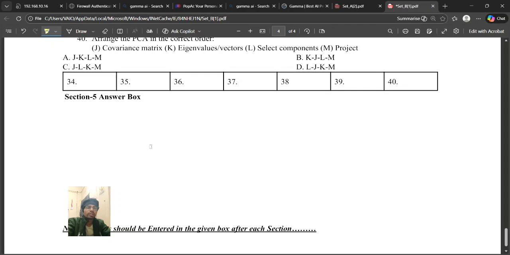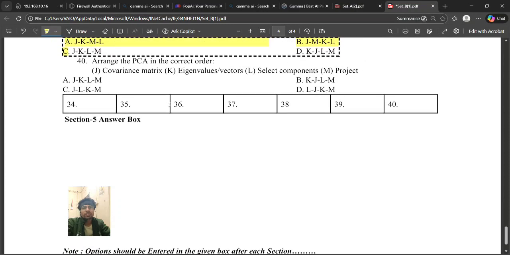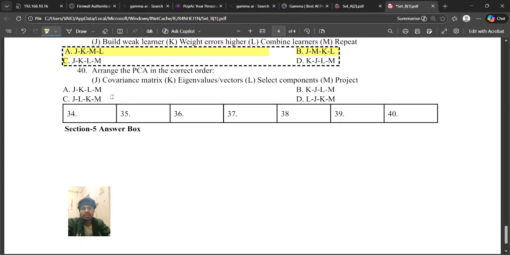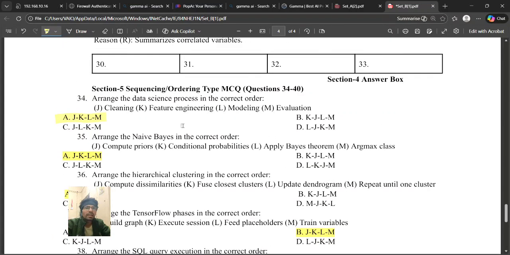Question number 40. Arrange the PCA steps in the correct order. For PCA, first we compute the covariance matrix of your data, then find the eigenvalues and eigenvectors, then select components on the basis of eigenvalues, then finally project your data onto the components. So our answer is A, J, K, L, M.